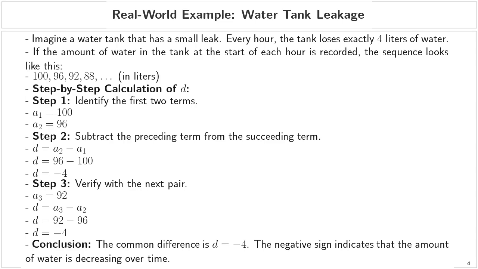It is important to notice that negative sign. It mathematically represents the fact that the amount of water in the tank is decreasing over time. Now, let's look at a few more purely numerical examples to reinforce this concept.